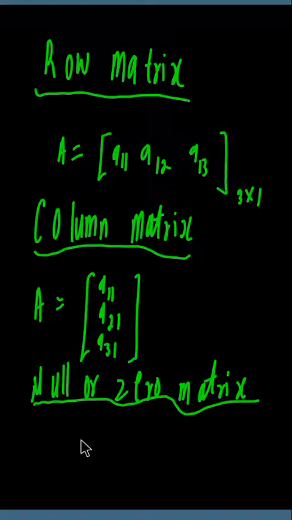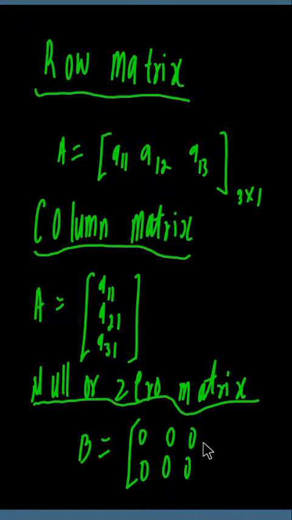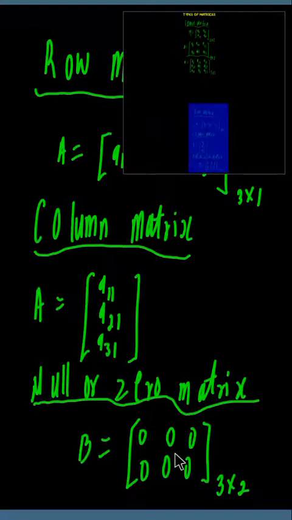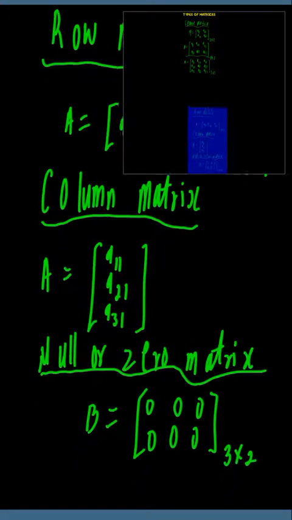Let's say, for example, matrix B is equal to 0, 0, 0, 0, 0, 0. So this is a matrix of order 3 by 2. This is what we call a zero matrix. Why is it a zero matrix? Because it has zeros as its elements.